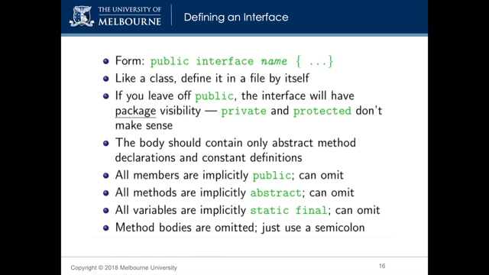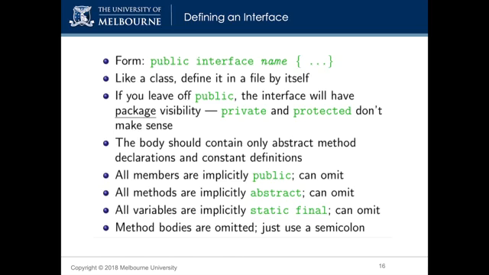You define an interface by simply using the keywords public, interface, and the name. And just like a class, you define it in a file by itself. If you leave off the public, the interface will have package visibility. Obviously, private and protected don't make sense because your interface has to be read by others, so there's no point protecting it from other files, because the whole purpose is that you can utilize it.